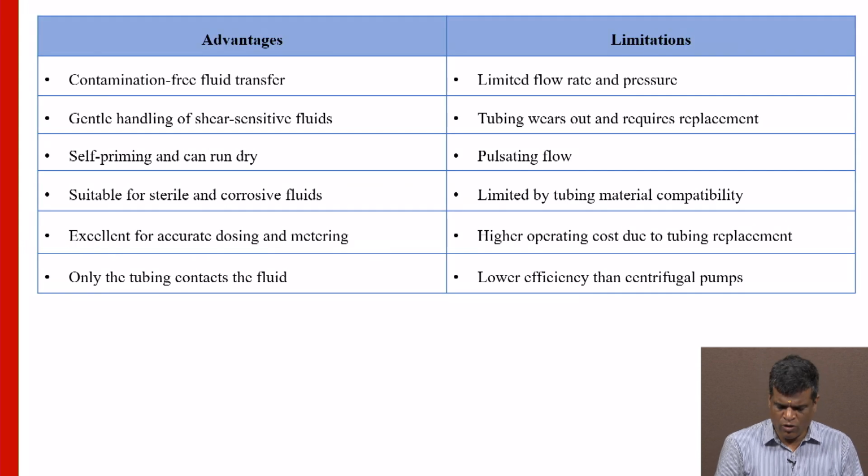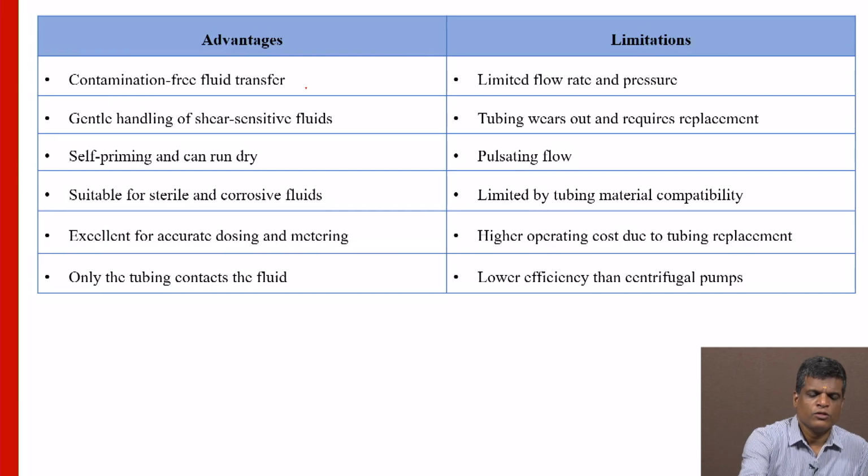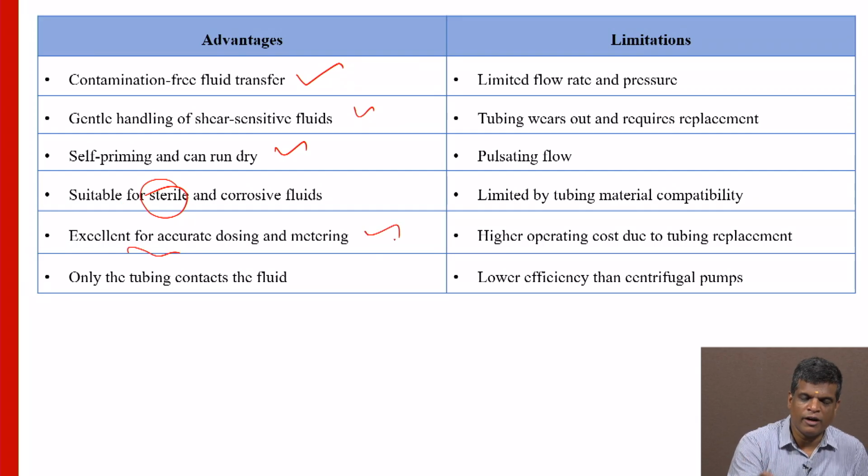So far we discussed, now what are the advantages of our peristaltic pump here. So it's a contamination-free fluid transfer. It's very gentle to handle, especially shear sensitive fluids. Of course, it's self-priming, it can run dry also. It is suitable for sterile operation, and corrosive fluids also we can use here. It's excellent for accurate dosing and metering here. Only the tube will contact the fluids, not the outside.